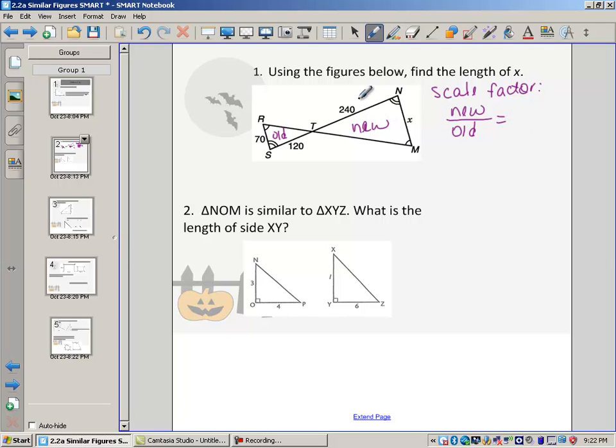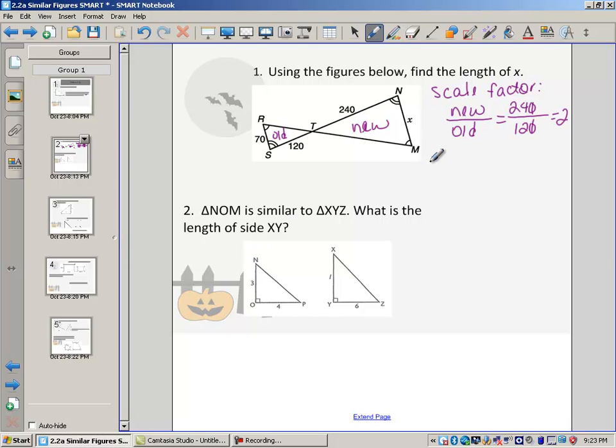So in the new triangle, the only side that we know is the 240. And then in the old triangle, the side that corresponds to this 240 is the 120, because if they were both sitting up and facing the same direction, these two, the 240 and the 120, would be in the same place. So my old is 120. I can reduce this to 2, so my scale factor is 2. That means that this new triangle is 2 times bigger than the old triangle.